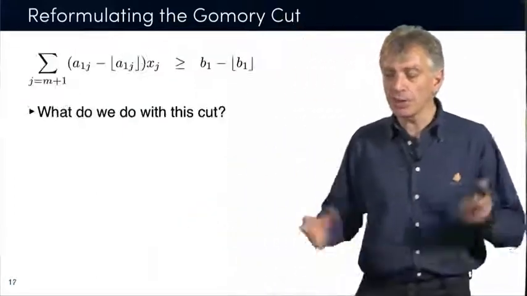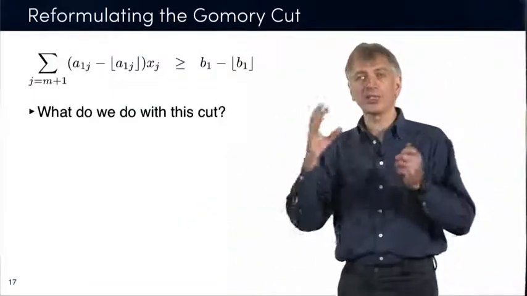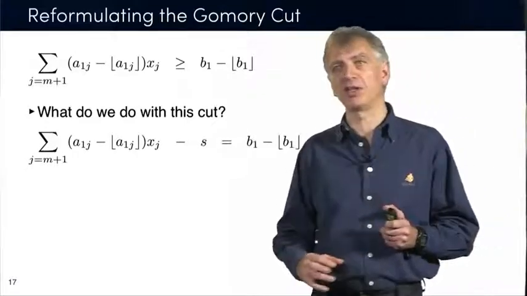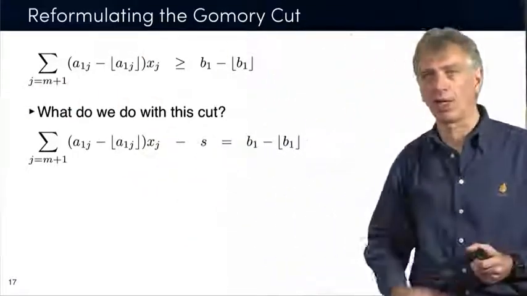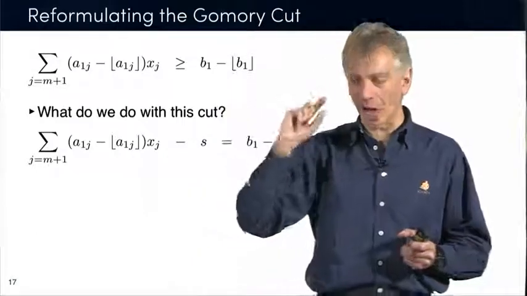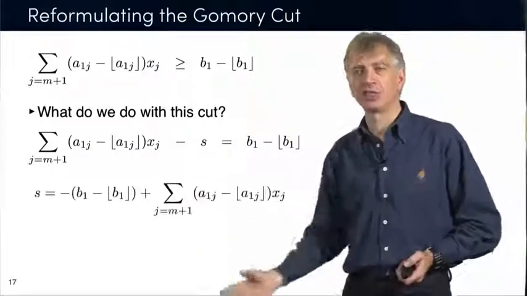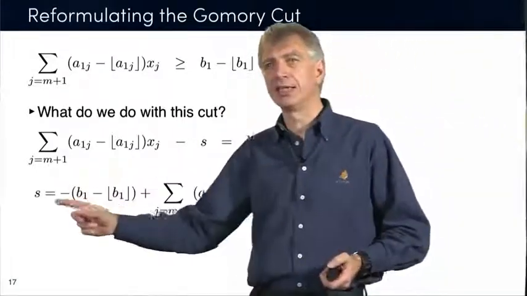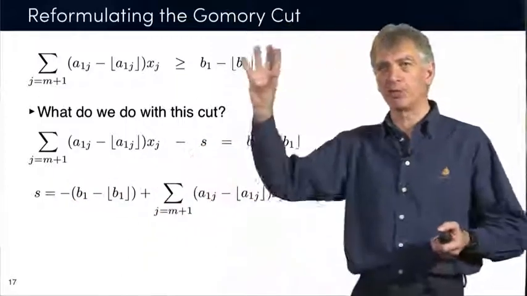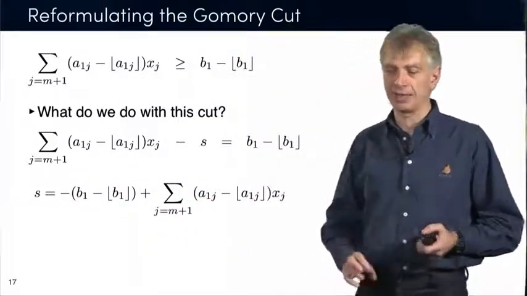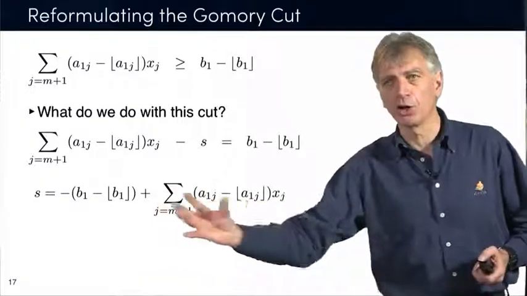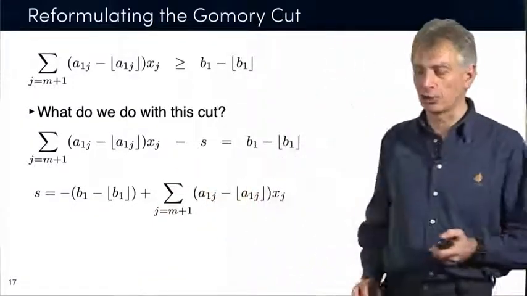And so what are we going to do with this cut? Well, we're going to put it inside the tableau now. If you want to put it inside the tableau, you have to transform it into an equality. You take these slack variables that you add and re-express it. You get s equal to minus the fractional part of the b1 in that tableau, and then the fractional part of all the other coefficients multiplying the non-basic variables.